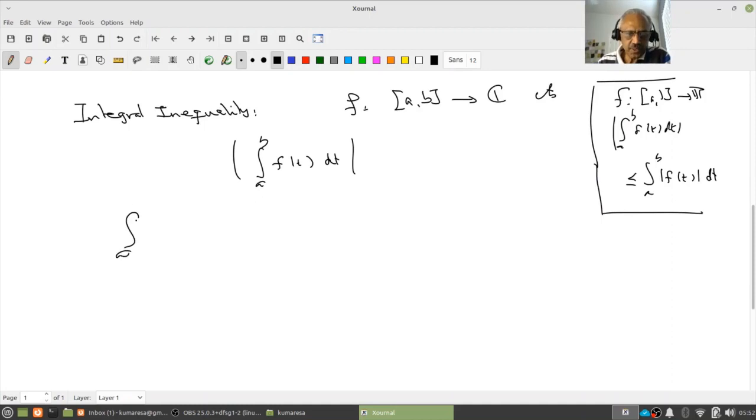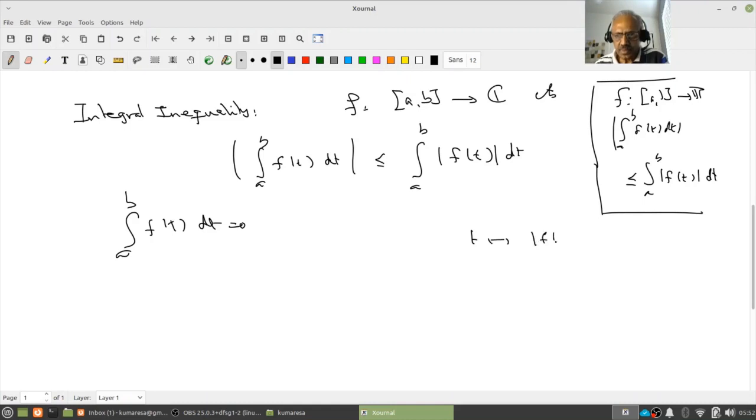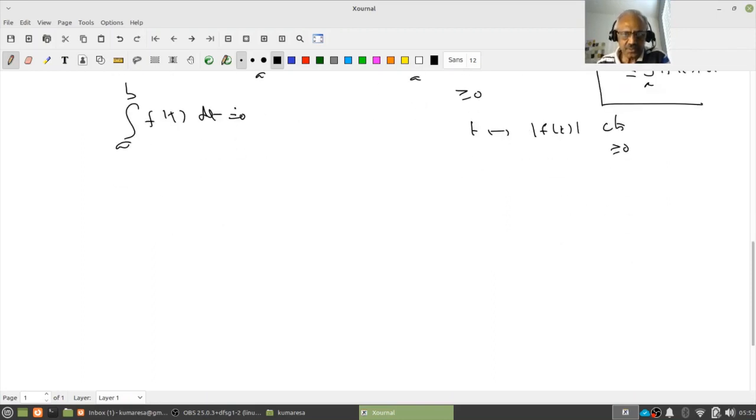Suppose the integral from a to b of f(t) dt is 0, then whatever estimate you want to do, the right side will be some non-negative real number, so it will be true. What we want to say is about this integral of mod f(t) dt. This is non-negative. Remember, t going to modulus f(t) is a continuous non-negative function, therefore the integral will be non-negative, right? And if this is 0, then 0 is less than or equal to some non-negative number is true, right? So we assume that this is not equal to 0.